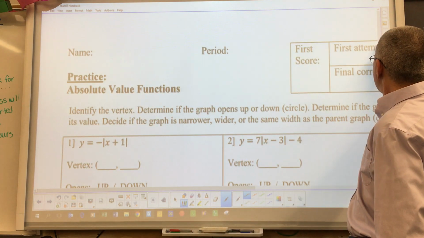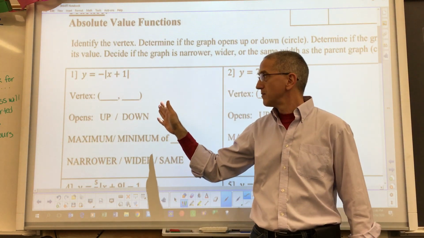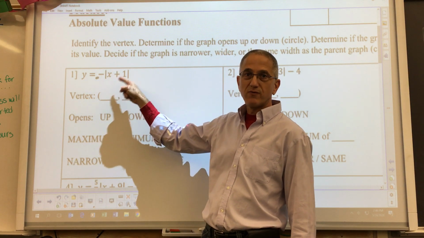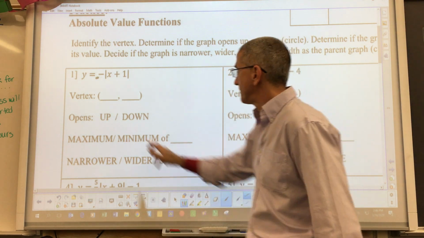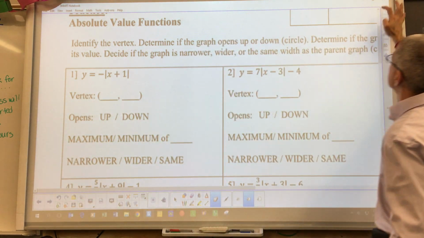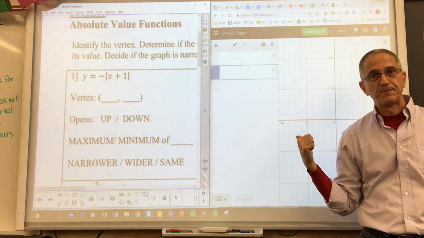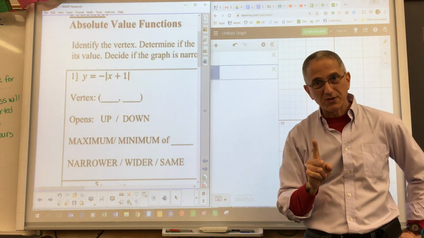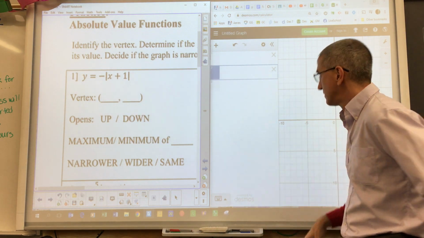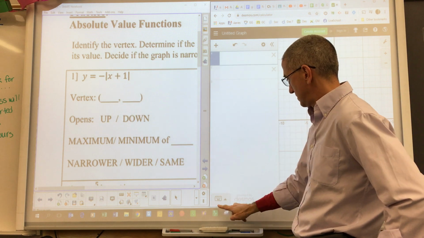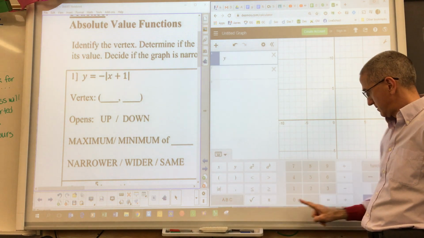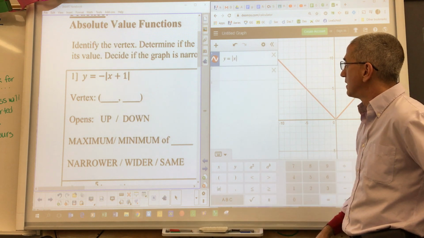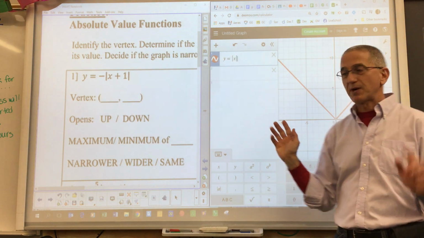I want you looking at this one right here. We're going to graph y equals negative absolute value of x plus 1. In order to do that, we need Desmos right here. So I'm going to type this onto Desmos, but first I need to type the parent graph. So I go here, y equals absolute value of x. Done. That is the parent graph right there.